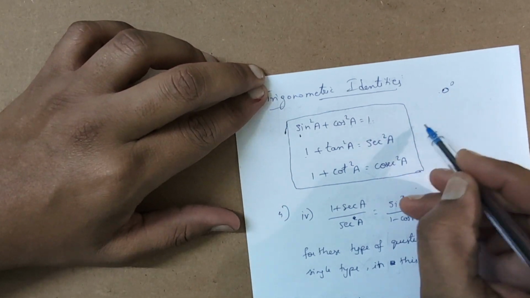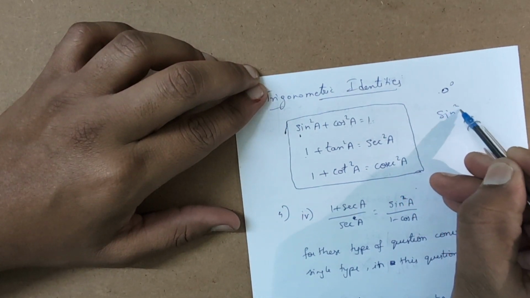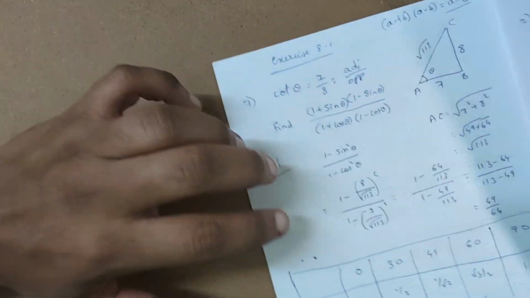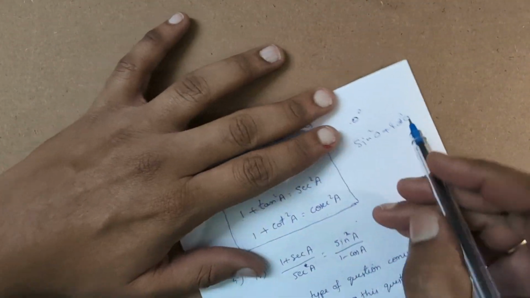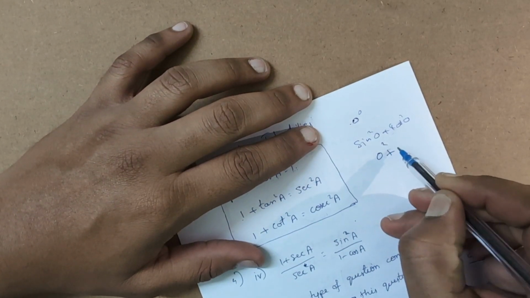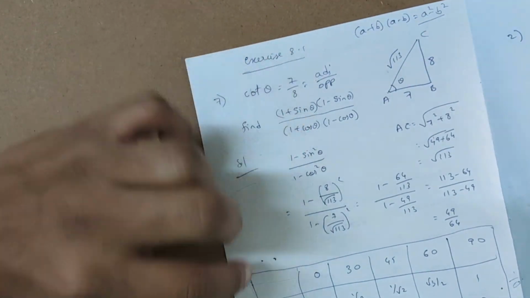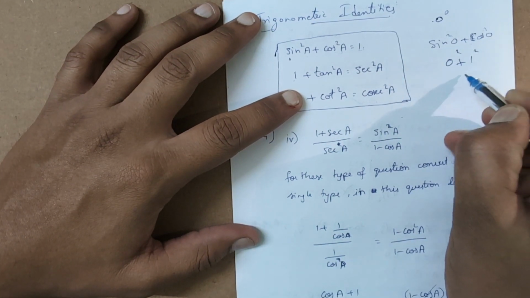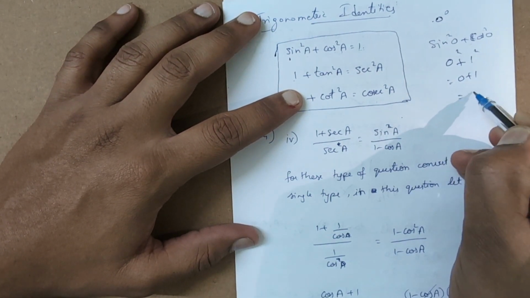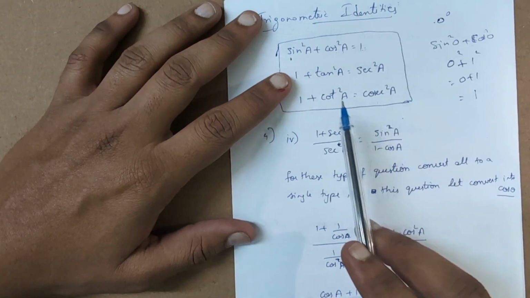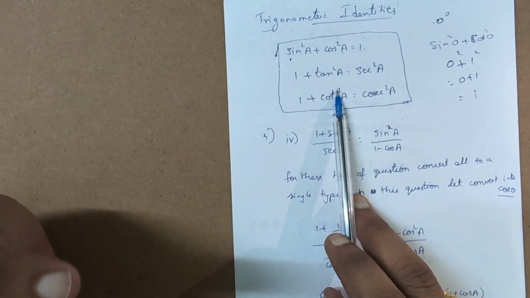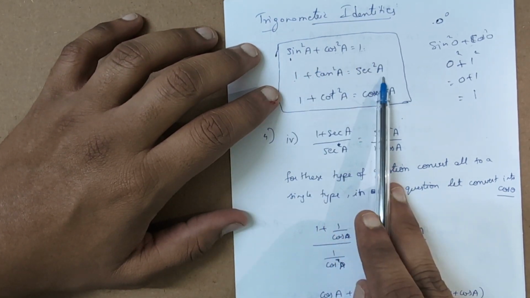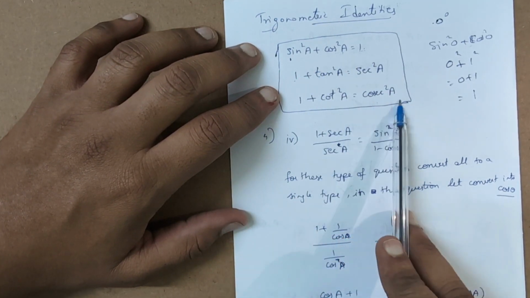For 0 degrees, sine square 0 plus cos square 0. What we know from here, sine 0 is 0, so 0 square plus cos 0 is 1 square. So 0 plus 1 is 1. So these conditions will satisfy for all angles. That is sine square plus cos square equal to 1, 1 plus tan square is secant square, whereas 1 plus cot square equal to cosecant square.